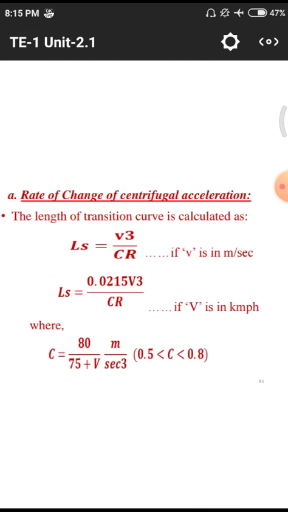What is the rate of change of centrifugal acceleration? First of all, we need to concentrate on centrifugal acceleration. After that, we need to concentrate on super elevation. In centrifugal acceleration, the length of the transition curve is denoted by LS, capital L S, equal to V cube by CR, where V is the velocity of the particular vehicle in meters per second.